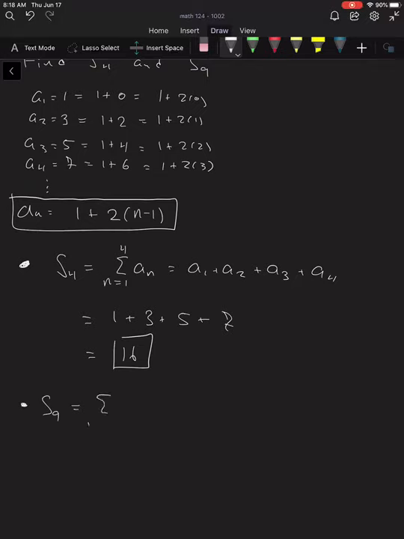Well, this is just the sum as n goes from 1 to 9 of a_n. So a1 plus a2, a3, all the way up to a9. So what's this going to equal?